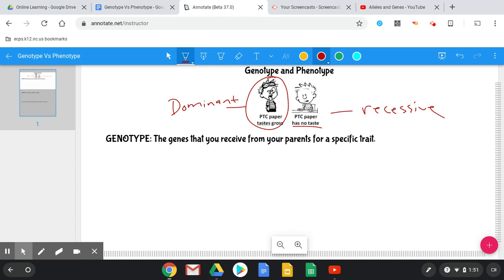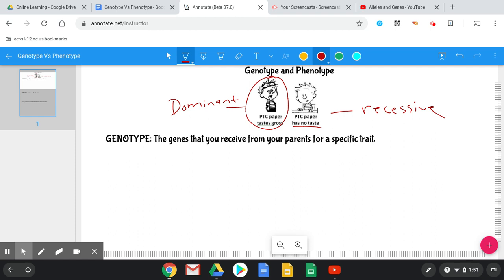Okay. So being that you receive half of your genes from mom and half of your genes from dad, this unique combination makes your genotype. Your genotype are the genes that you receive from your parents for a specific trait. So your genotypes are made up of two genes. We're going to represent the genes with letters, where capital letters represent dominant genes and lowercase letters represent recessive genes.